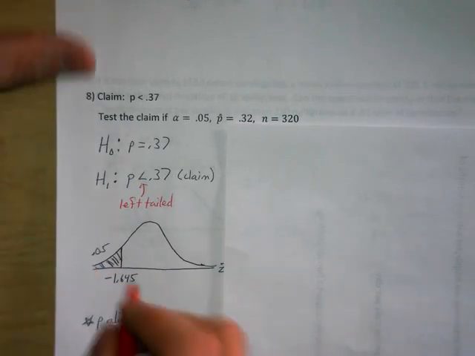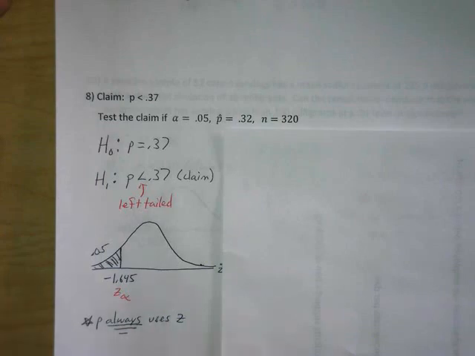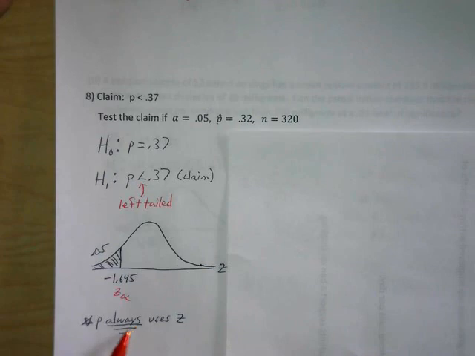Okay, find the z sub alpha value, and we get negative 1.645. And again, I just made a note here that when you test a claim about p, you always use z-scores.